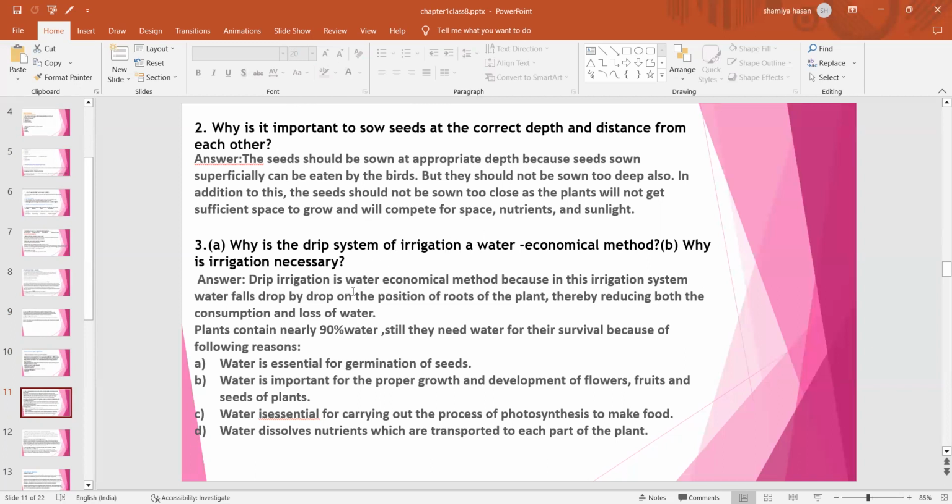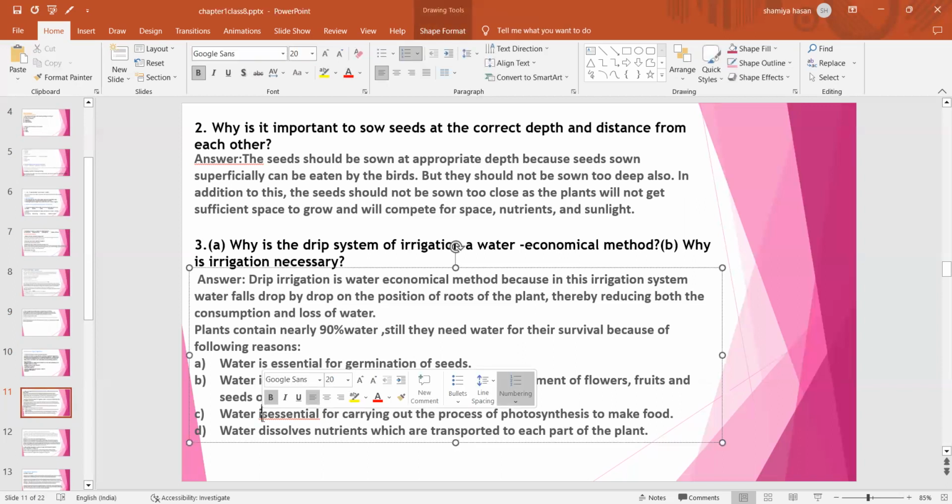Why is the drip system of irrigation of water an economical method? Why is irrigation necessary? So drip irrigation of water is an economical method because in this irrigation system, water falls drop by drop on the position of roots of the plant, thereby reducing both the consumption and loss of water. Plants contain nearly 90% water, still they need water for their survival because of the following reasons. Water is essential for germination of seed as well as important for the proper growth and development of plants, fruits and seeds of plants. Water is essential for carrying out the process of photosynthesis to make food. Water dissolves nutrients which are transported to each part of the plant.